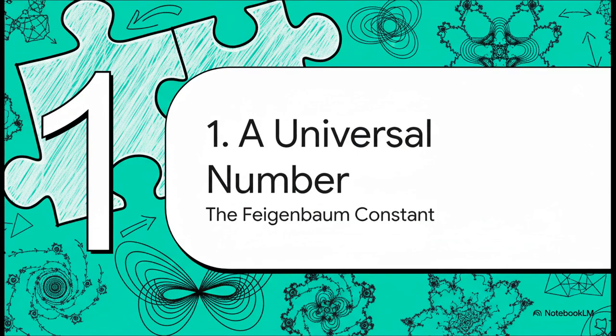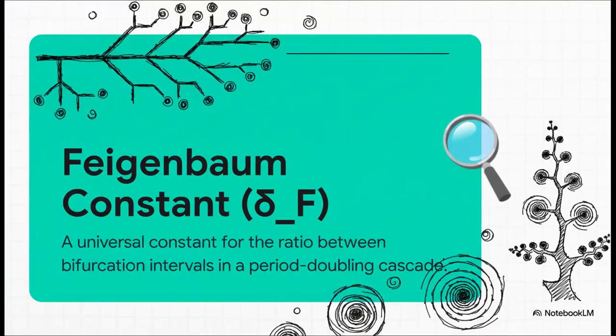So, our first stop on this investigation is to put a name to our number. This isn't just some random string of digits, it's known as the Feigenbaum constant. And in the world of chaos theory, it's a total rock star. Okay, I know that definition sounds like a real mouthful, but don't worry about the jargon. The main idea is actually pretty simple.